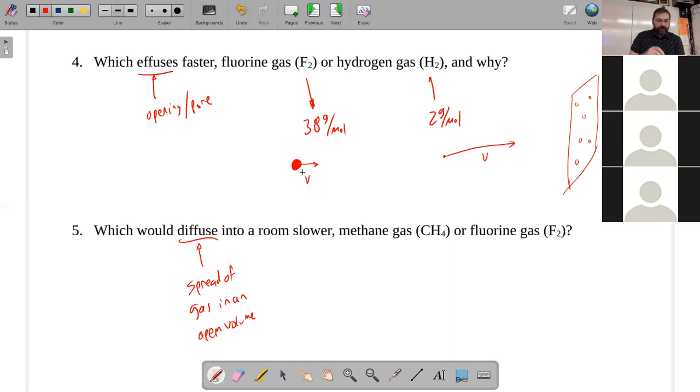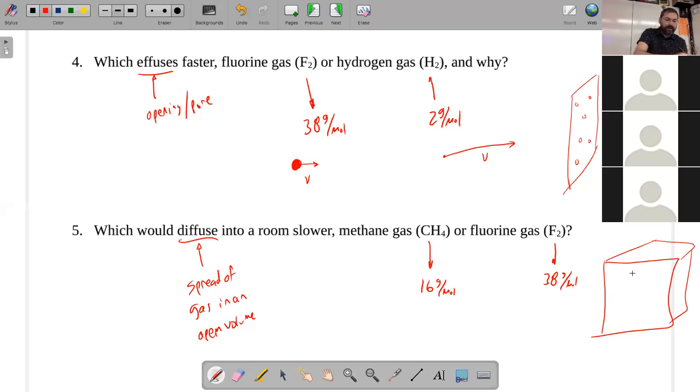All right, so which diffuses into a room slower, methane or fluorine? Whenever you find the masses of these, methane has a mass of about 16 grams per mole. Fluorine has a mass of about 38 grams per mole.